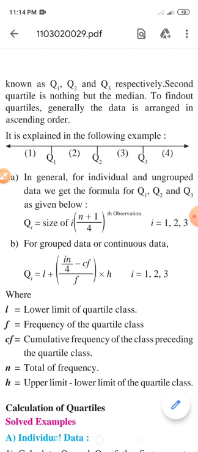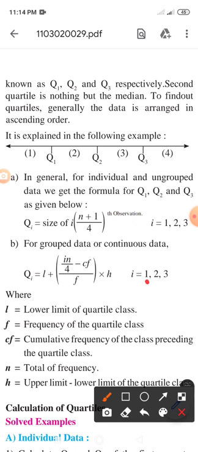I here stands for first quartile, second quartile, third quartile. So in place of this I, you have to write first, second or third. So the formula in case when grouped data is given, that is Q1 is equal to L plus bracket N upon 4 minus CF upon F bracket complete into H.